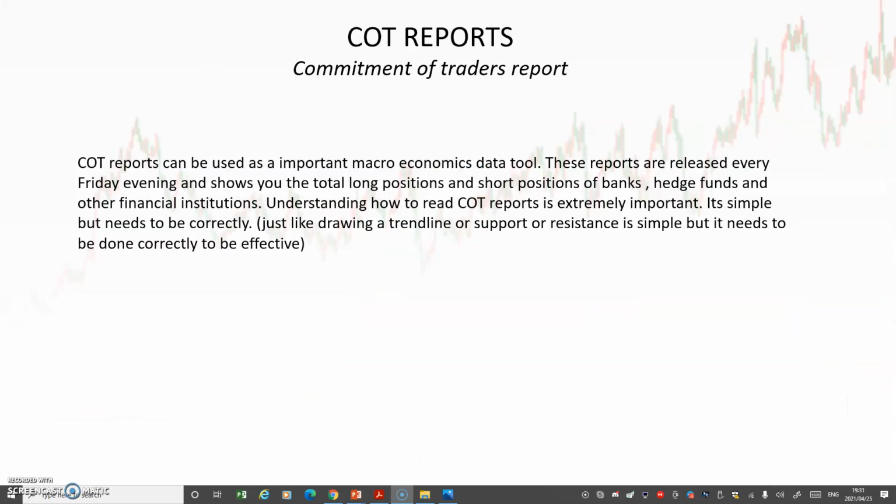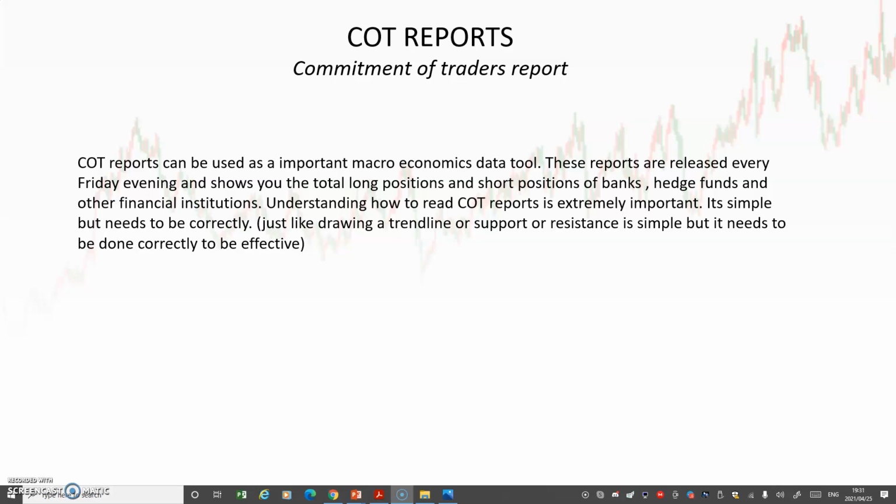So basically what COT reports are is the commitment of traders report, but you have to keep in mind that any indicator, economic indicator or technical indicator, is almost always lagging. So the data you're looking at is always going to be based on the previous week or the previous month or the previous quarter.